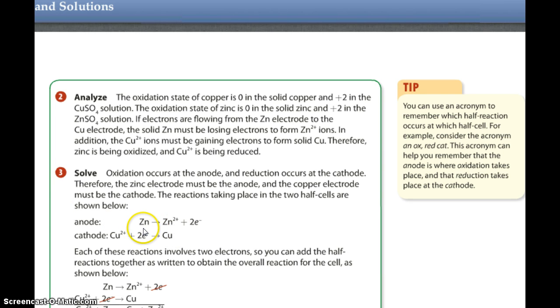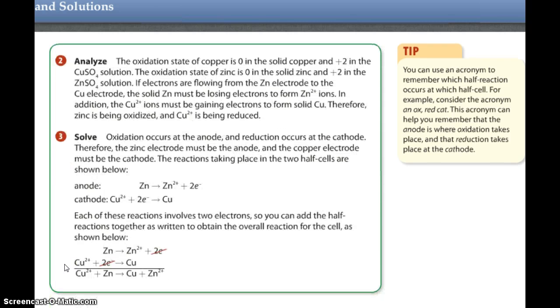The anode: we had the zinc. It yields zinc +2 plus the 2 electrons which detached. The cathode is the opposite. We have copper +2 plus 2 electrons yields, or they come together and they make copper with a 0 charge. Each of these reactions involves 2 electrons, so you can actually add the half reactions together like you do in math class, as written, to obtain the overall reaction for the cell as shown below.